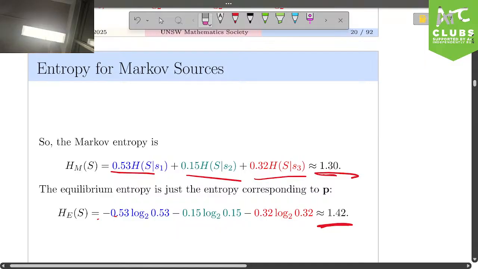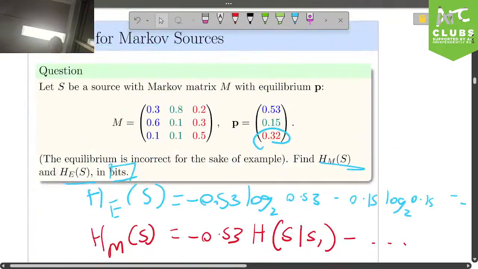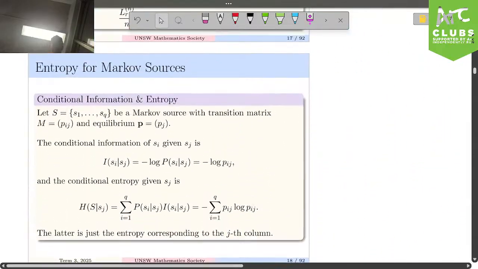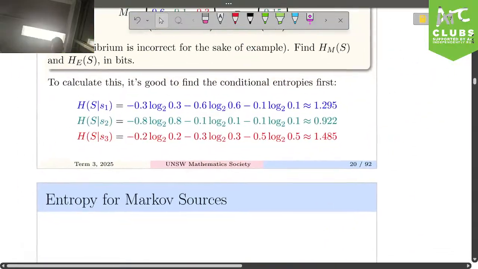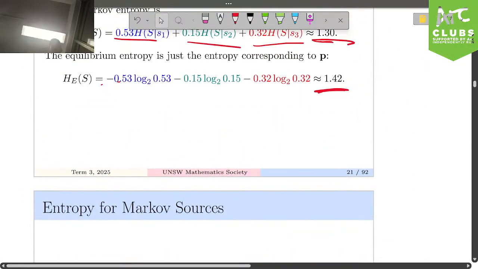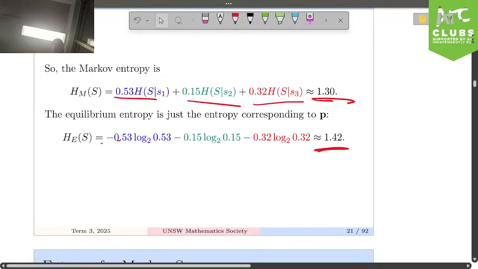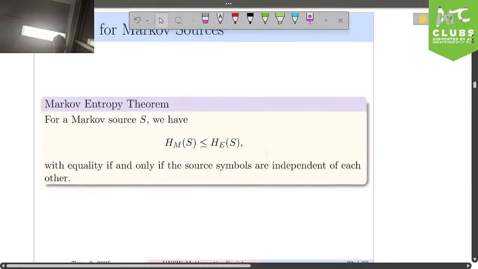So in terms of applying what we talked about for, say, extensions, similar idea: we can, in the long run and in theory, get a lower average code word length when we apply this more clever Markov entropy compared to just doing the naive attempt of applying the equilibrium. I believe there's a theorem on that coming up.